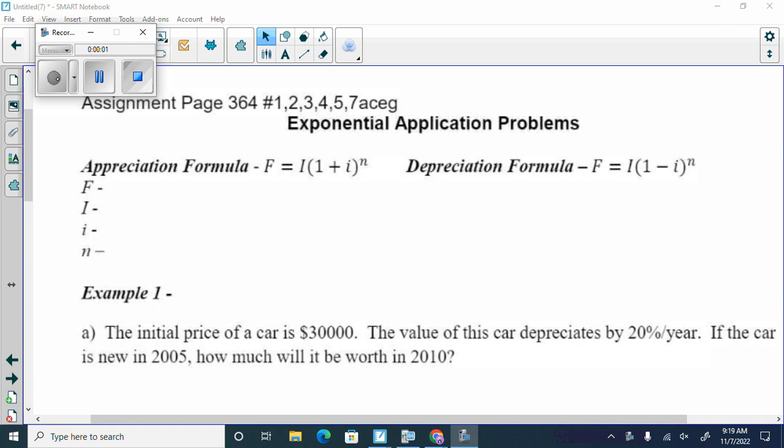Or depreciation, okay? Now, what do the values in the formula mean? You aren't given any of these formulas, just so you know. You have to memorize them. If you're given them on the diploma exam, it's a bonus, but I wouldn't assume you are. Whether it's an appreciation or a depreciation, I set them all up the same, so the different formulas are very similar. But F represents the final amount.